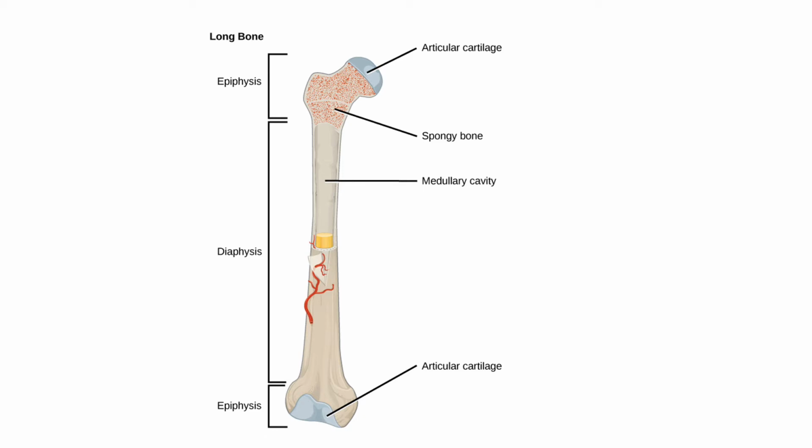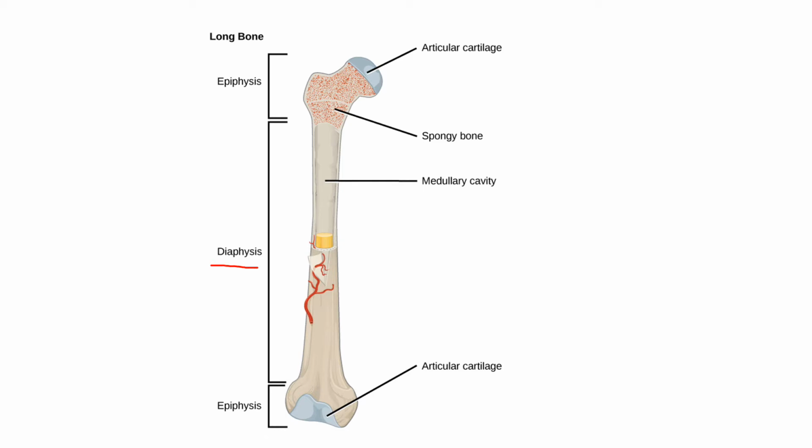What I want you to see is we have a shaft part of the bone, which is called the diaphysis. And then there are the ends of the bone, the epiphyses. At the ends of the bone, there's a type of bone called spongy bone, and there are spaces within that bone. It's lighter. And within that spongy bone, we find red bone marrow, where blood cells are produced.